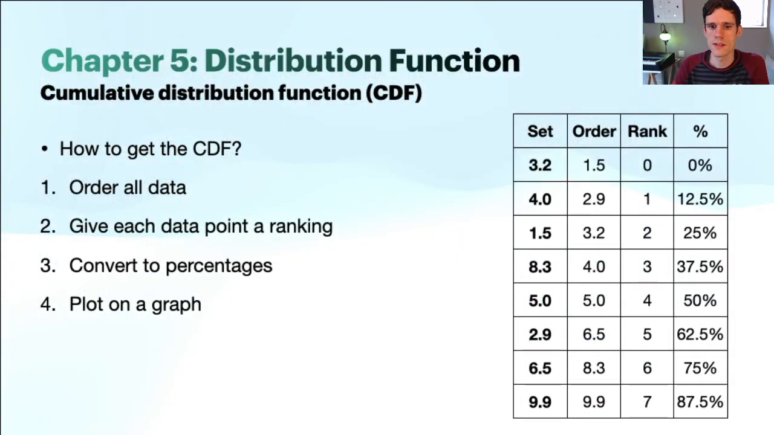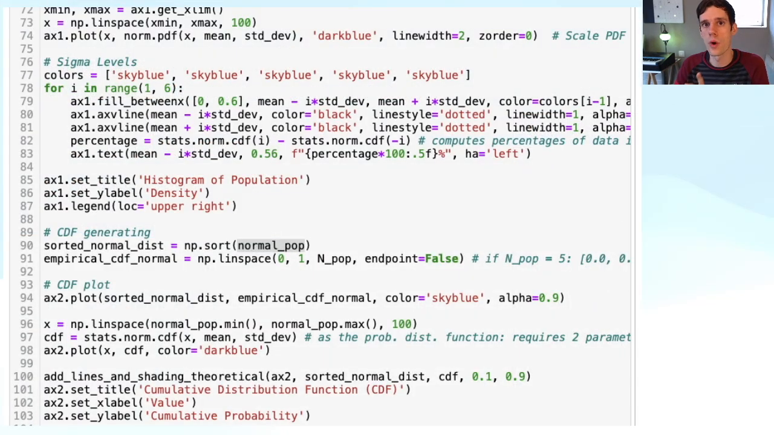Going back to the slides, we see that the next step is to first give every data point a ranking and then convert this ranking into a percentage. Now what we're going to do in the code is to combine these two steps into one. We're going to assign each element in our ordered array a number between 0 and 1. And a number between 0 and 1 can of course be easily converted into percentages, for instance 0.6 being 60%. So let's see how we can do this in just one line of code.